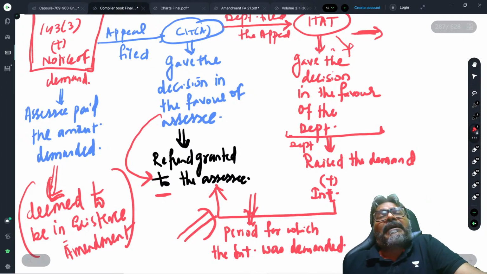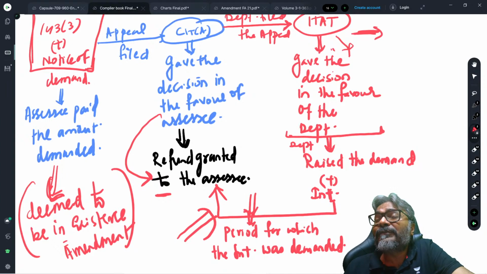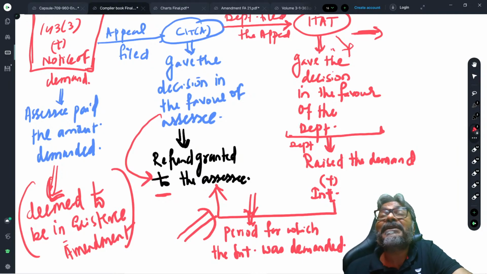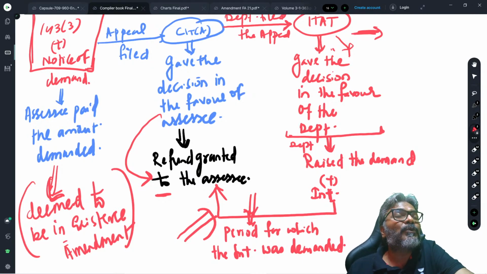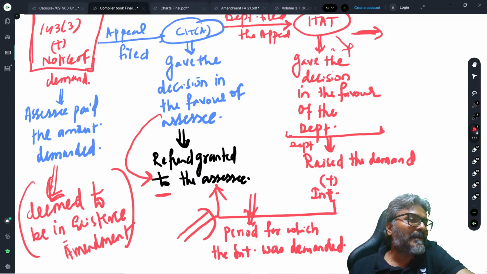The original demand notice is deemed to be in existence. This is the amendment. And if it is deemed to be in existence, students, I think all of you are now aware that the department is justified to extract the interest from the date when they granted the refund till the date when the SSC will make the payment of that particular tax in consequence of the ITAT decision. Are they justified? And the answer is yes. They are very much justified, students, in this particular case. I hope that all of you are clear with this one.